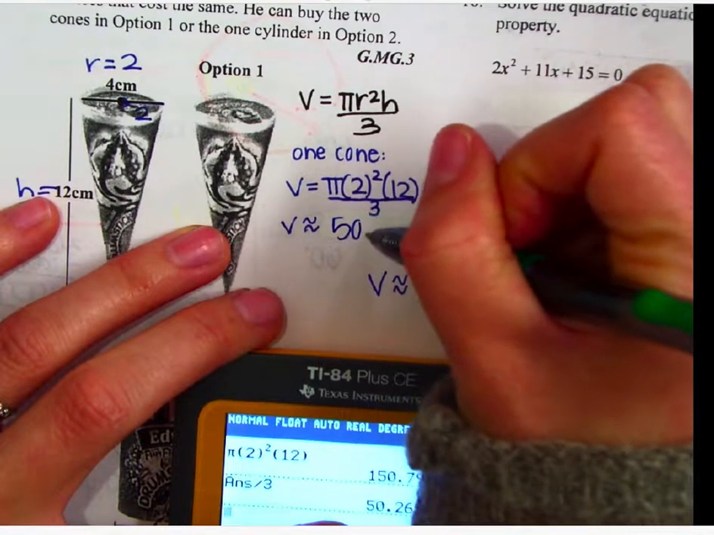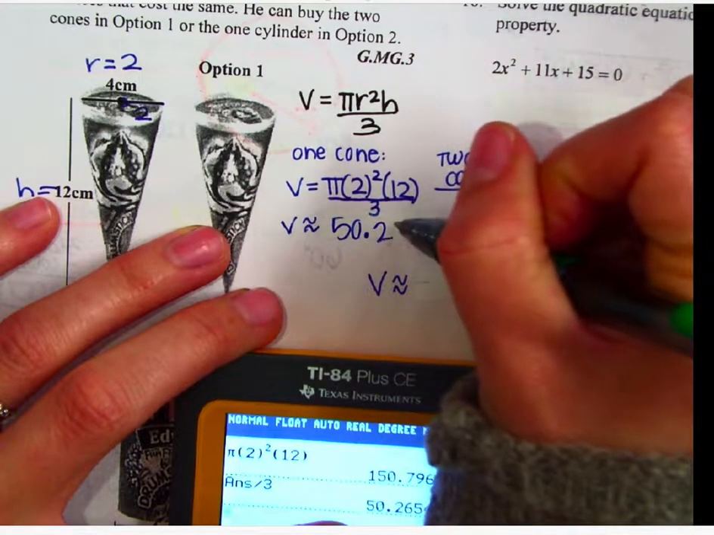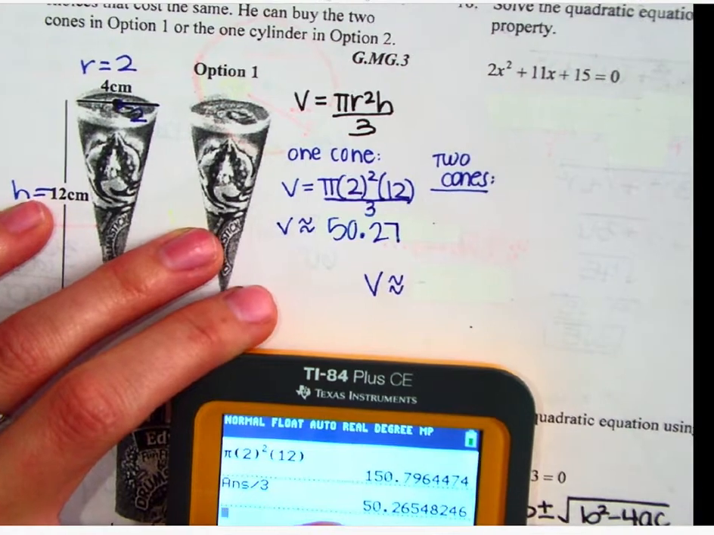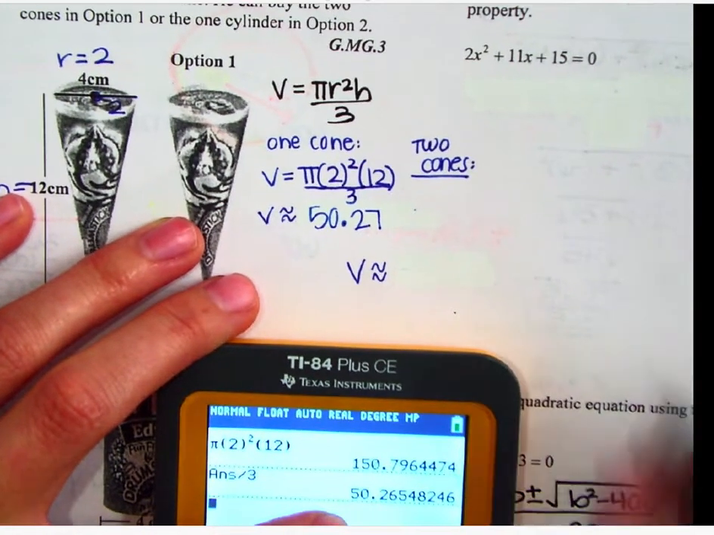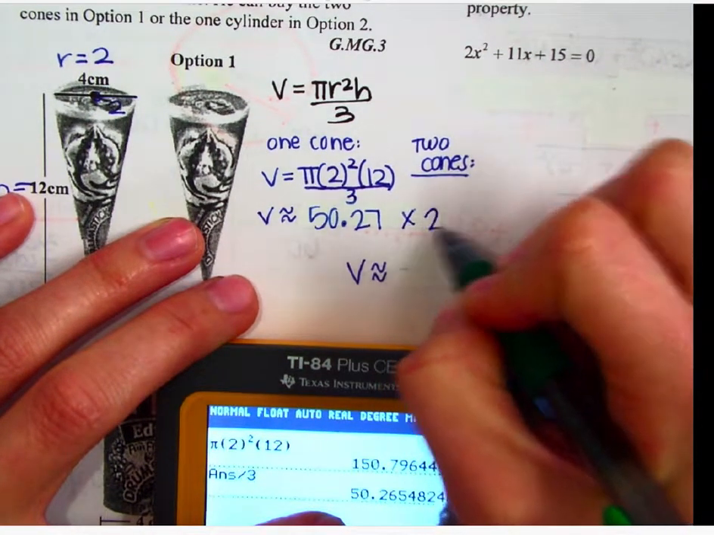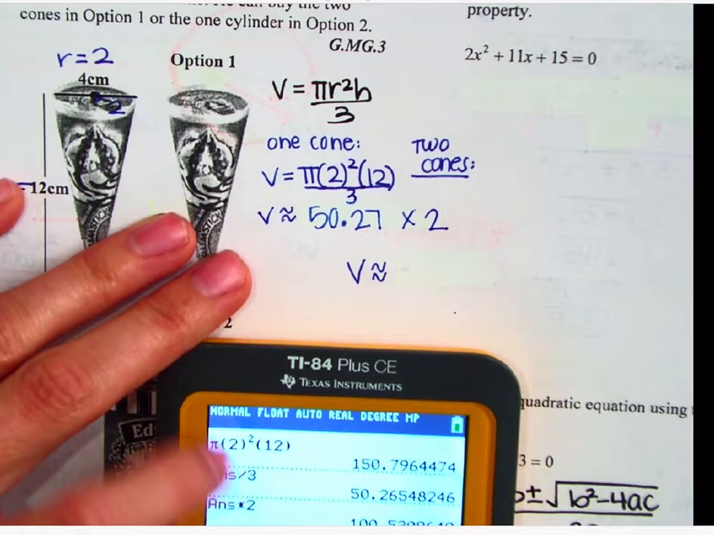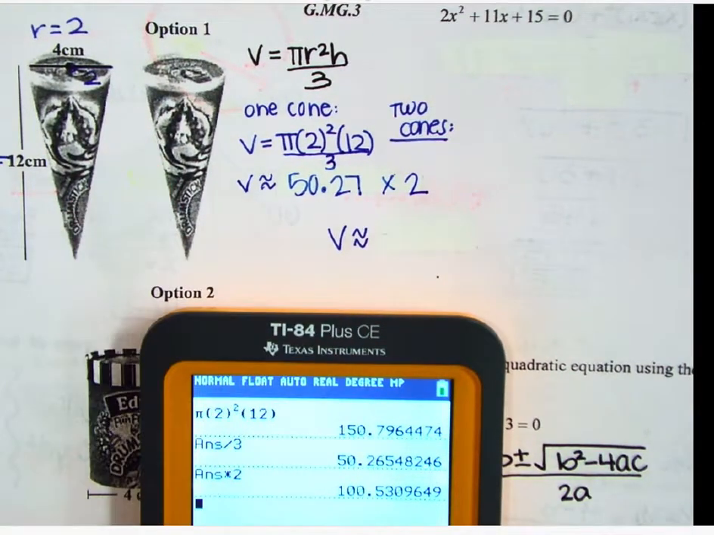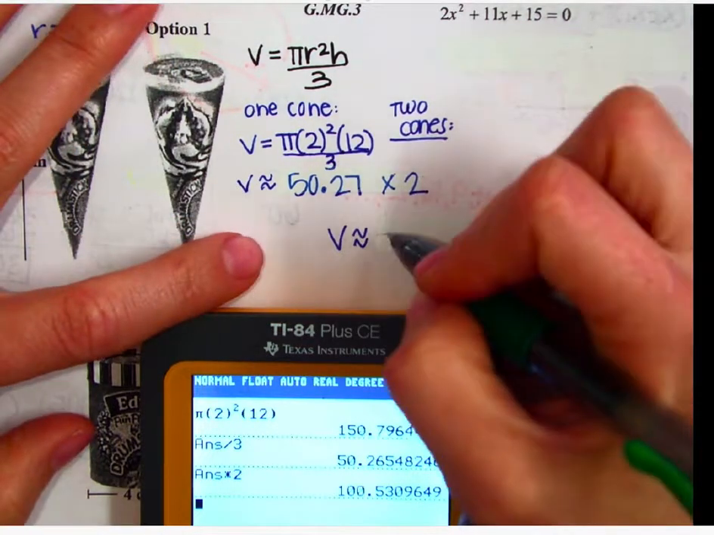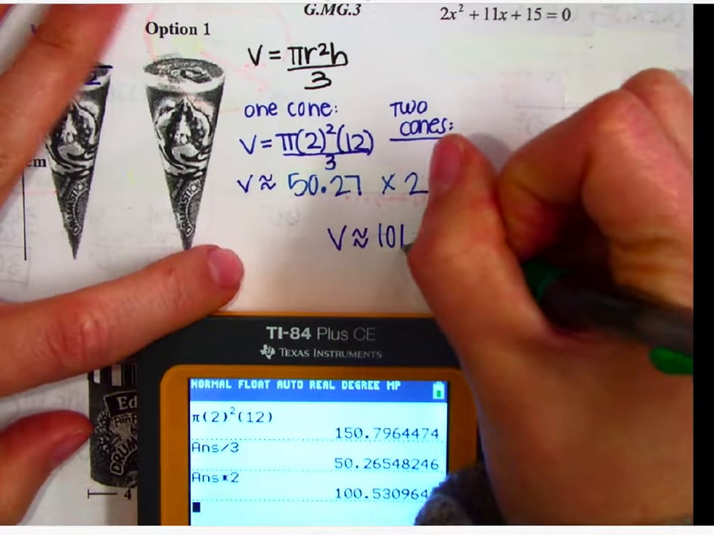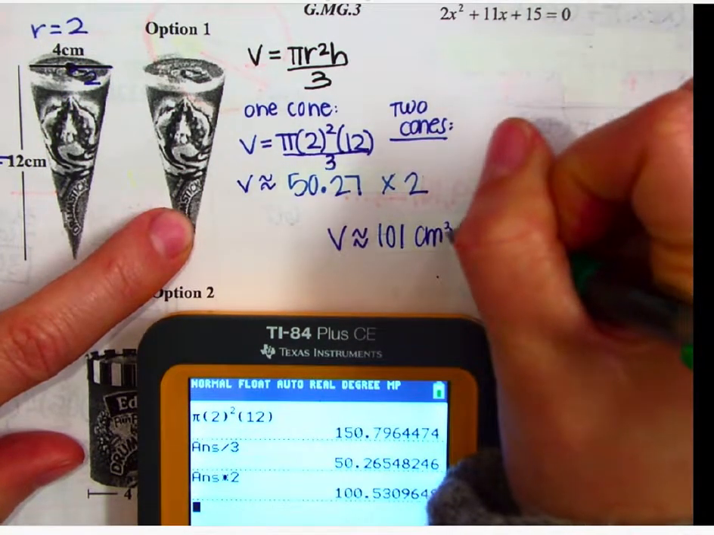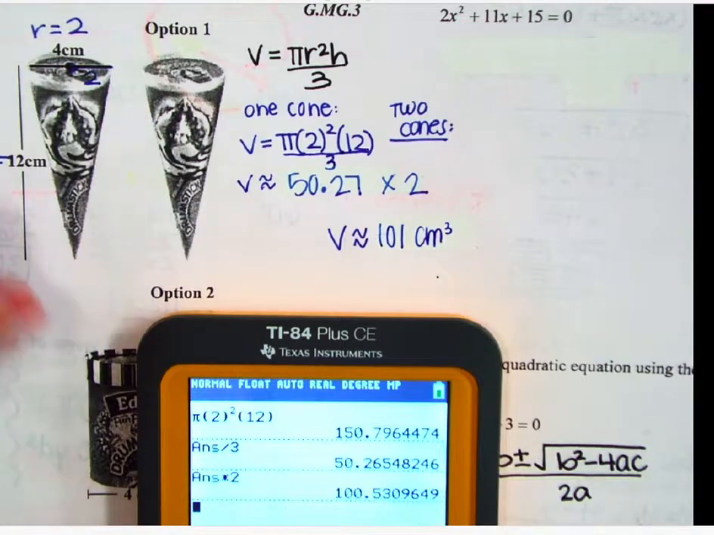So the volume of one cone is about 50.27. And then the volume of 2 cones we get by taking that number and multiplying it by 2. That will give us about 100.5. So I'm going to write down about 101 cubic centimeters. So that's the amount of ice cream in option 1.